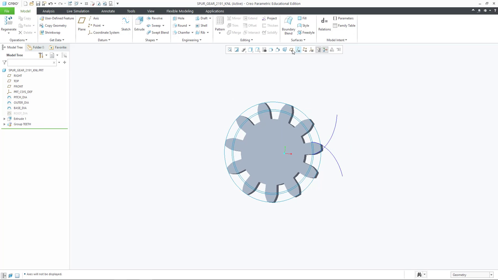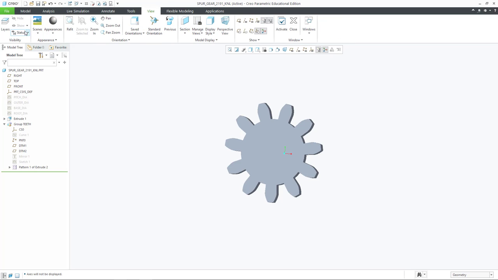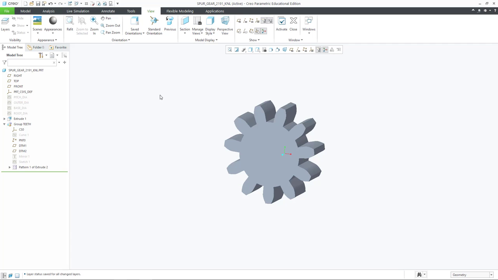All right. I can turn off the line and the axes, but these sketches are going to kind of stick around here. Let's hide those. Same thing with the curves. And on the View tab, I'm going to save that status so they don't keep showing up.